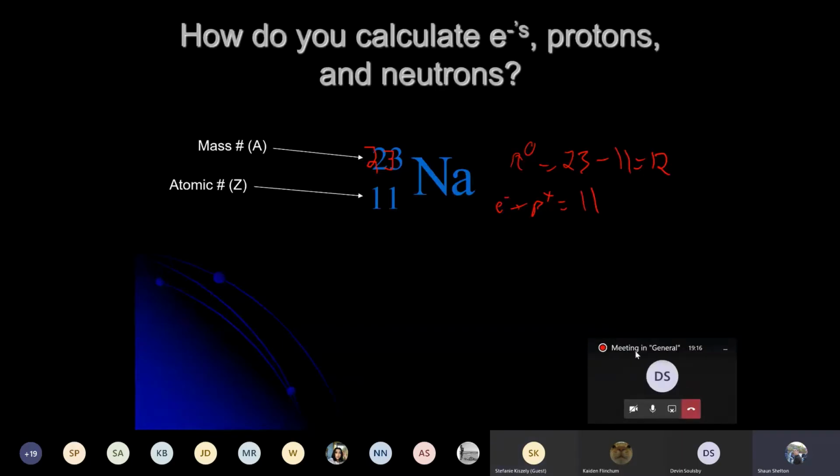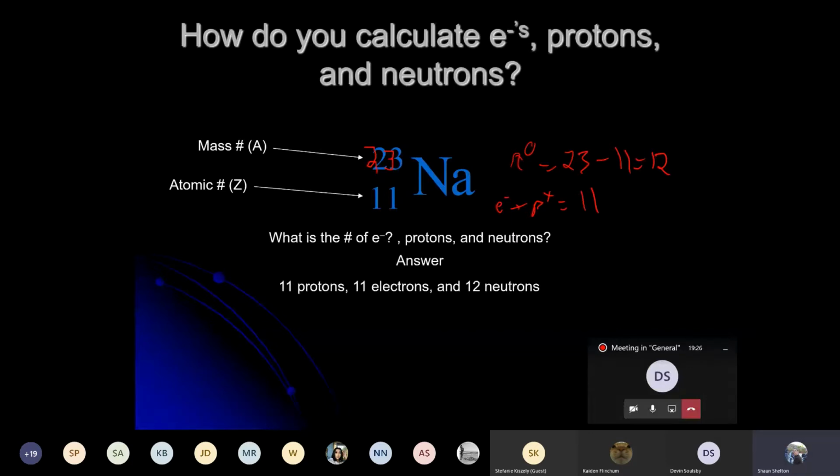Okay, so we figured out the protons, electrons, and neutrons we talked about the other day. For the sodium, we figured out there's 11 protons, 11 electrons, and 12 neutrons. We figure out the neutrons based off the mass number and atomic number by subtracting them. The electrons and protons are typically determined from the atomic number.